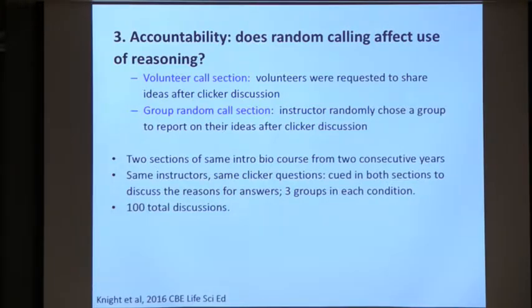So the last study I'll tell you about the clicker discussions is about how much you have to scare the students in order to get them to be productive in the classroom. So this is a study about accountability.